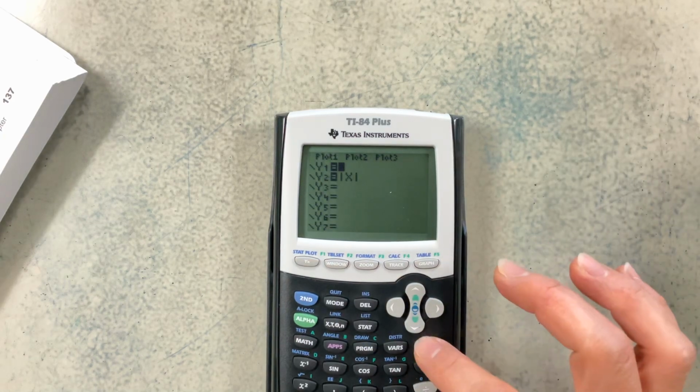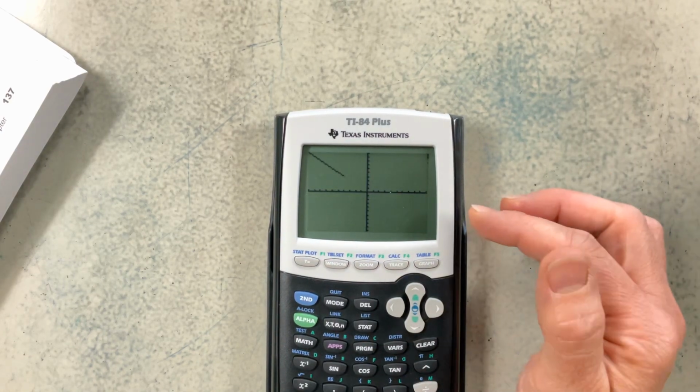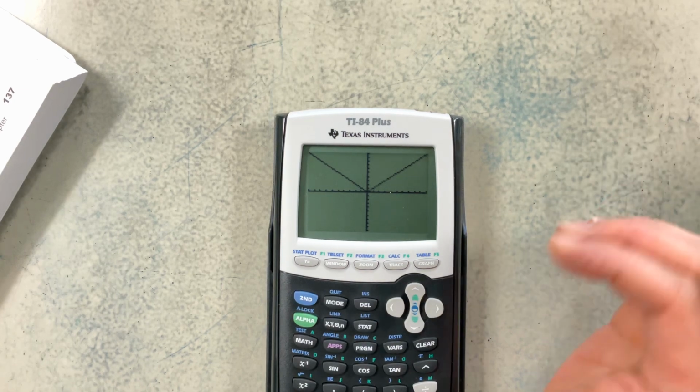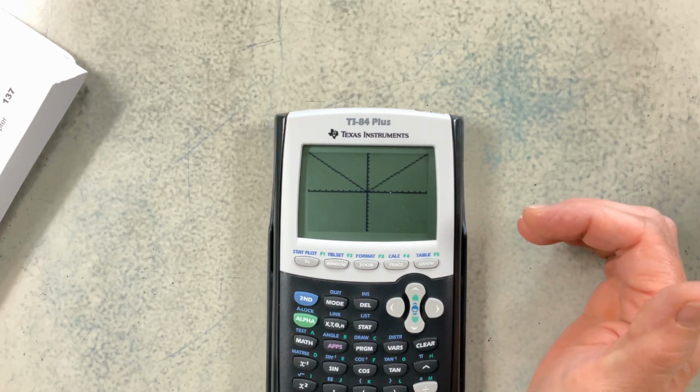Let's go back here. I'm going to get rid of my X so we can just see the plain old absolute value, which is there, okay? It is always exactly the same.